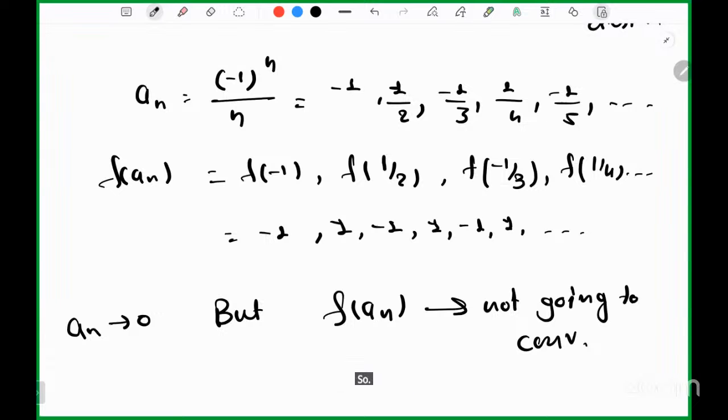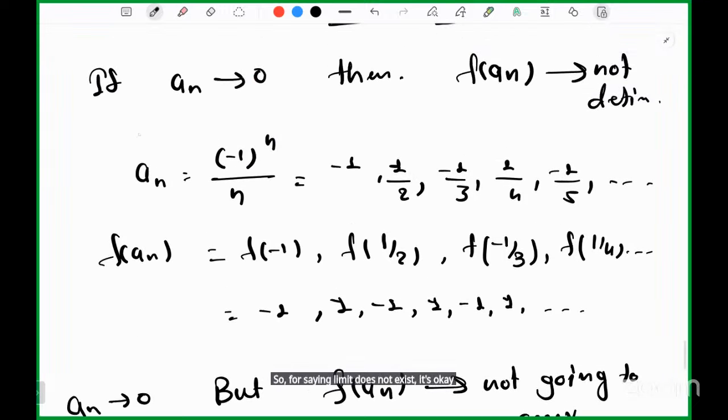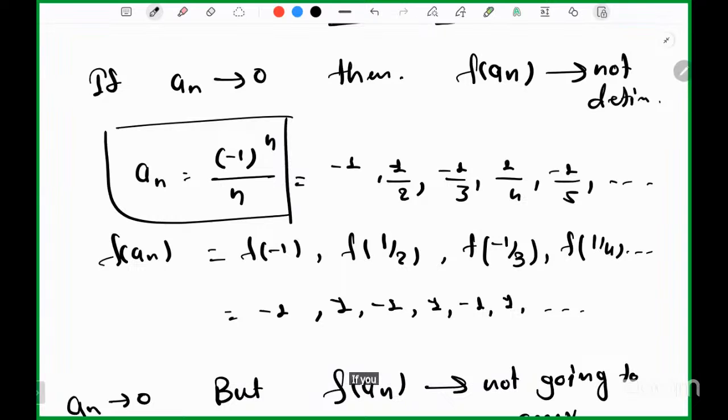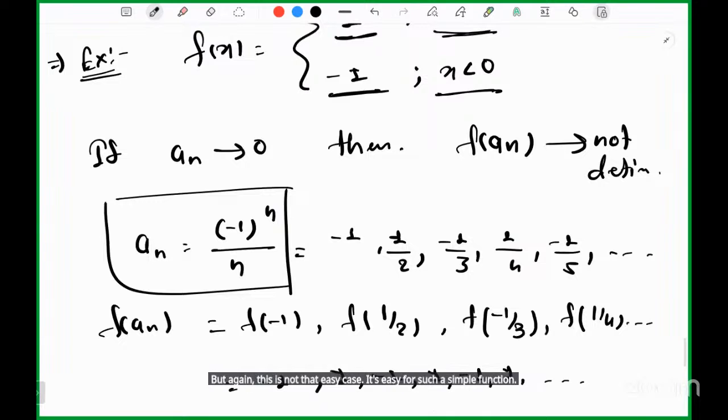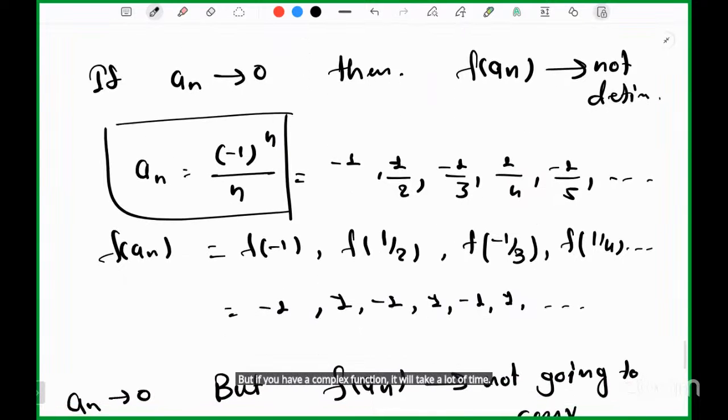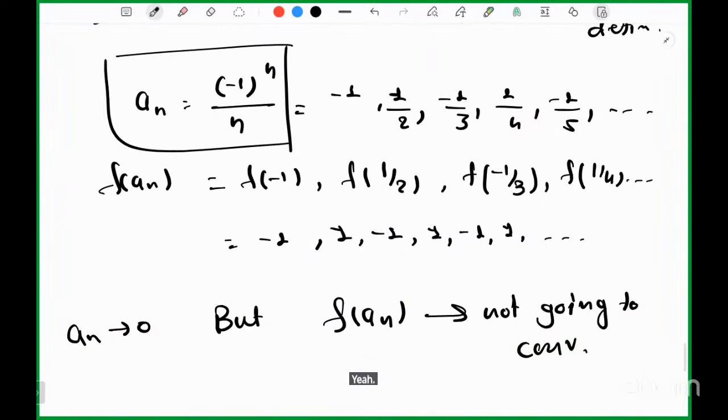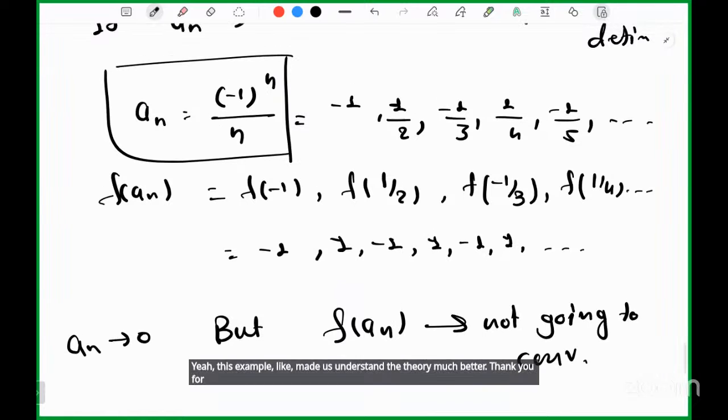For saying the limit does not exist, it's okay if you find just one an which is going to your point x0, and for that an, f of an is not going to a fixed value. But again, this is not that easy a case. It's easy for such a simple function, but if you have a complex function, it will take a lot of time. Yeah, but this example made us understand the theory much better. Thank you for this.